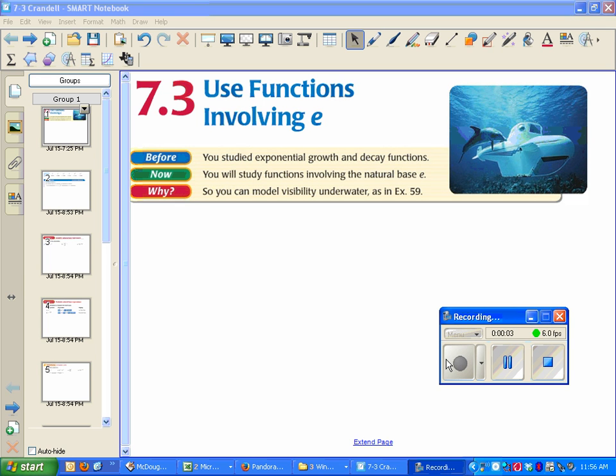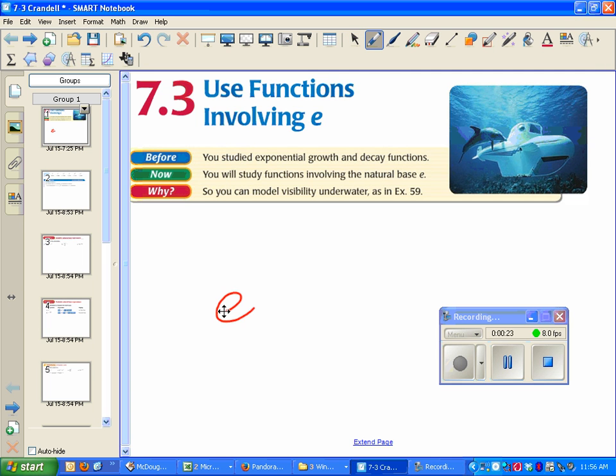All right, 7.3, we're going to use functions involving e. And e is just one of those special numbers in math. You can actually buy like a 180-page book about the number e. So it's just one of those special numbers. And you can find it in your calculator. So go ahead and look on your calculator.